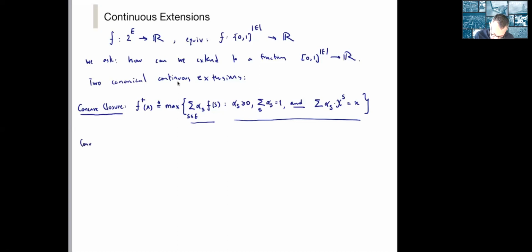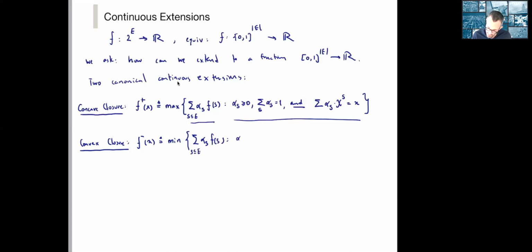And we're also going to define the convex closure, and we're going to similarly show in the next slide that this is convex. This is defined exactly in a similar way, but replacing the max with the min. So this is defined as now the min over, just writing out exactly the same thing, sum of alpha s f of s, and again subject to exactly the same constraints.